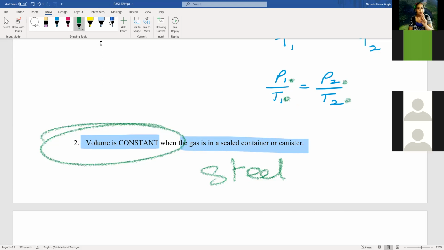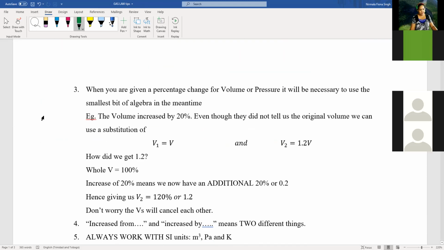So you see how sometimes the wording gives us information, right? Not all our information is going to come as words. Sometimes you have to read, or as I call it, mind the equation, mind the question, to find what they are telling us. So when something is in a sealed container, volume is not changing. Remember that.